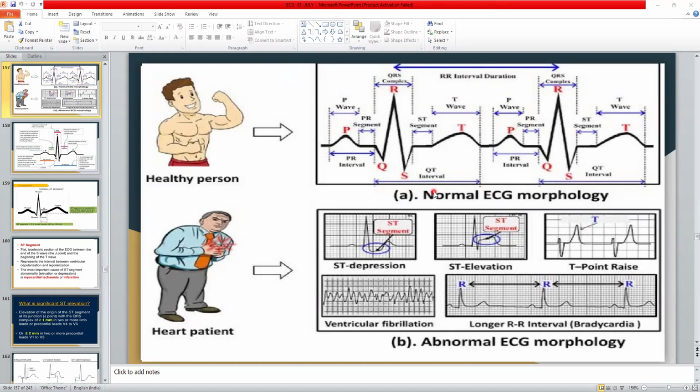Good evening, ma'am. Yesterday, we started with the abnormal morphologies in the ECG and explained how to identify the abnormal ECG components and their significance, including heart rate, heart rhythm, cardiac axis, P wave, QRS complex, and the PR interval. Today we will discuss the abnormal ST segment, T wave, U wave, and the QT interval.